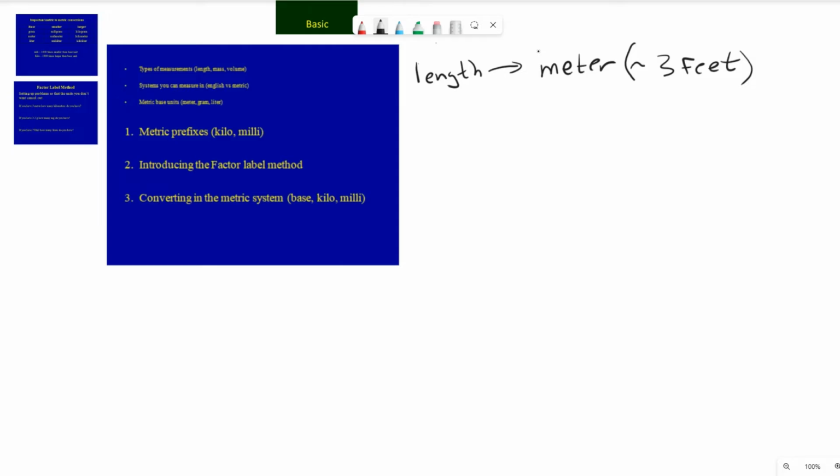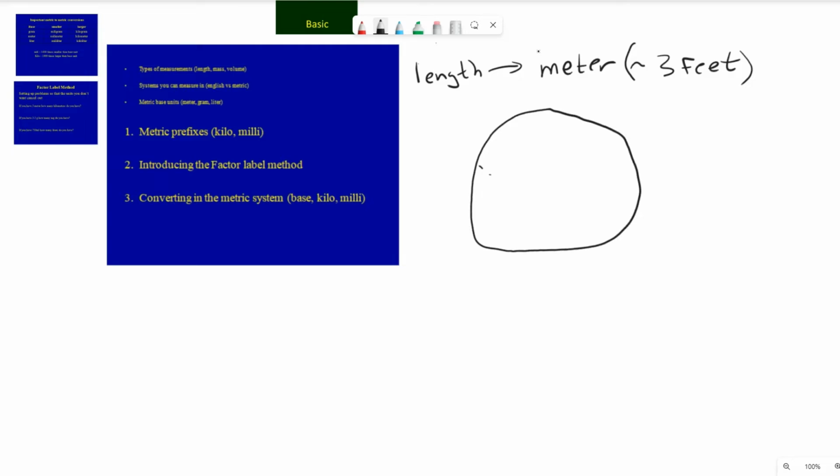But how did they come up with this 3 feet? Why is a meter 3 feet? Well, it all started back in 1799 in France. France came up with the metric system, and they standardized the lengths in it. And the way that you come up with a standard length is you have to use something or measure it against something that doesn't change. And what they used was the Earth. The size of the Earth doesn't change, it's consistent.